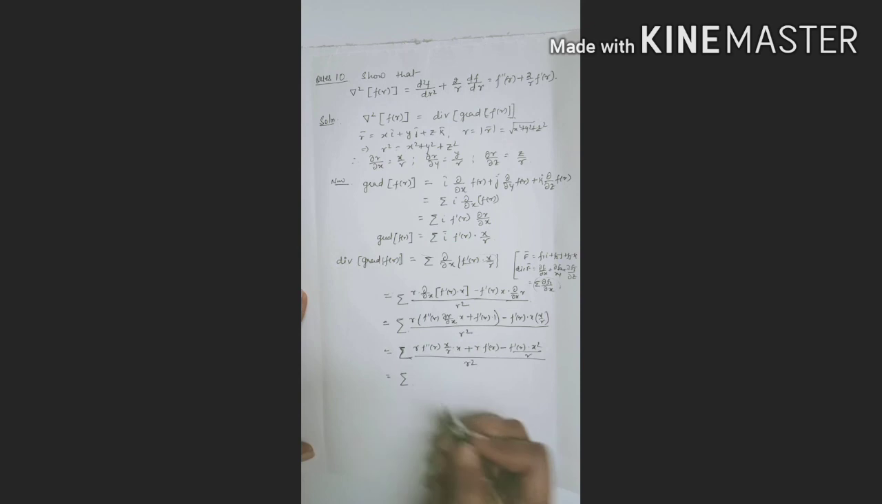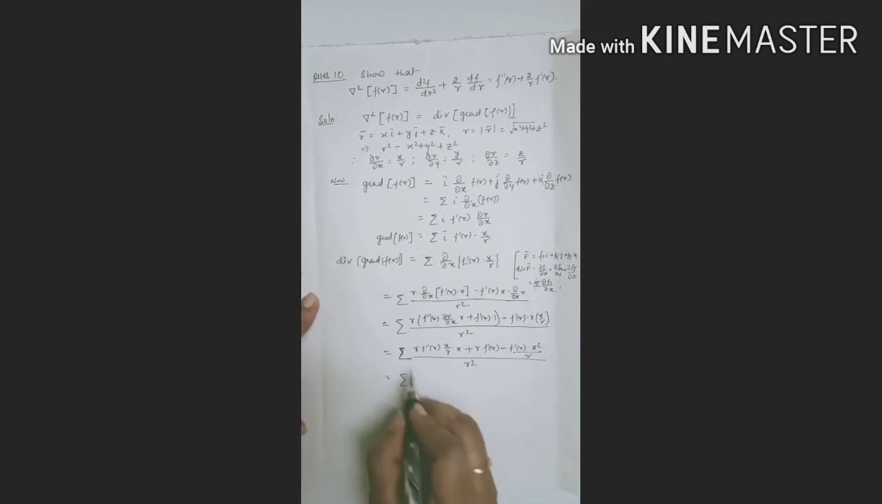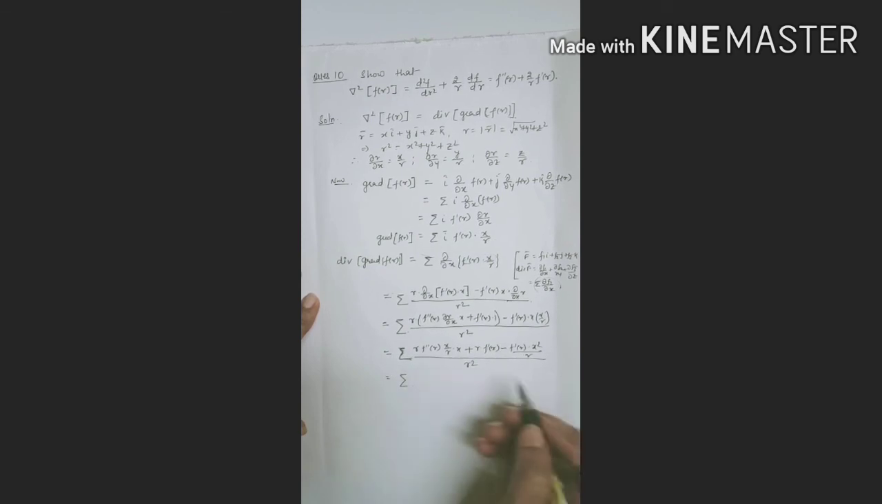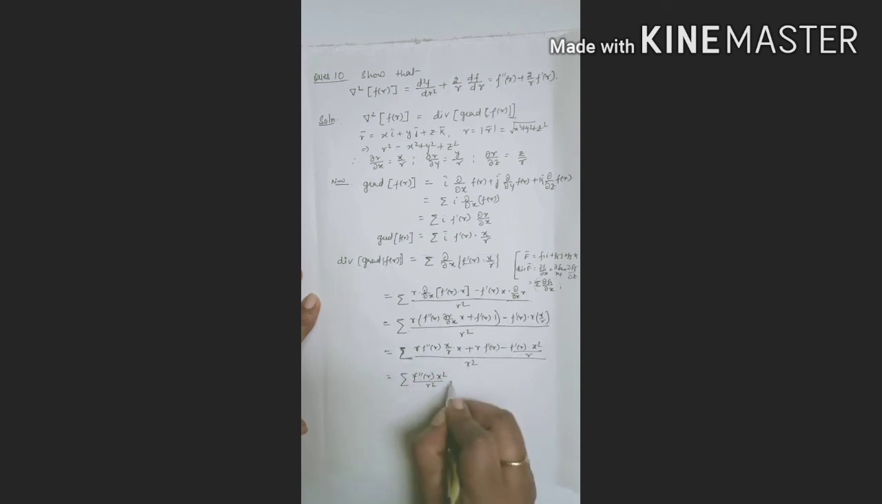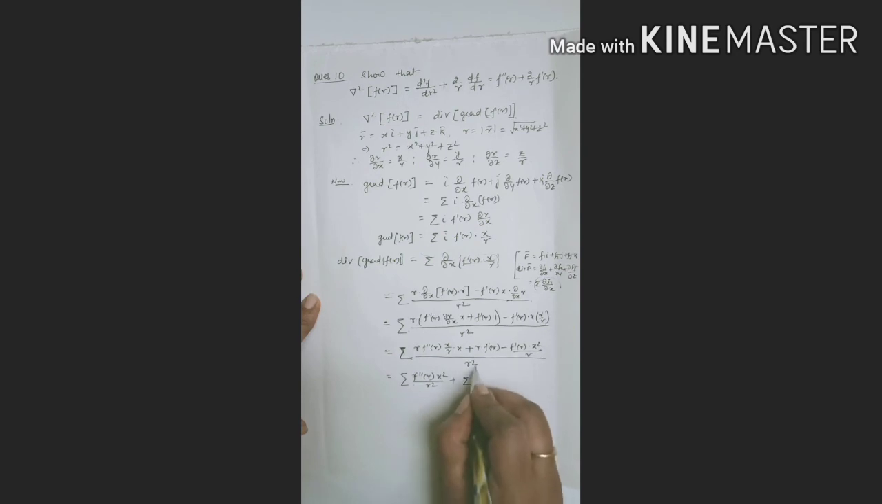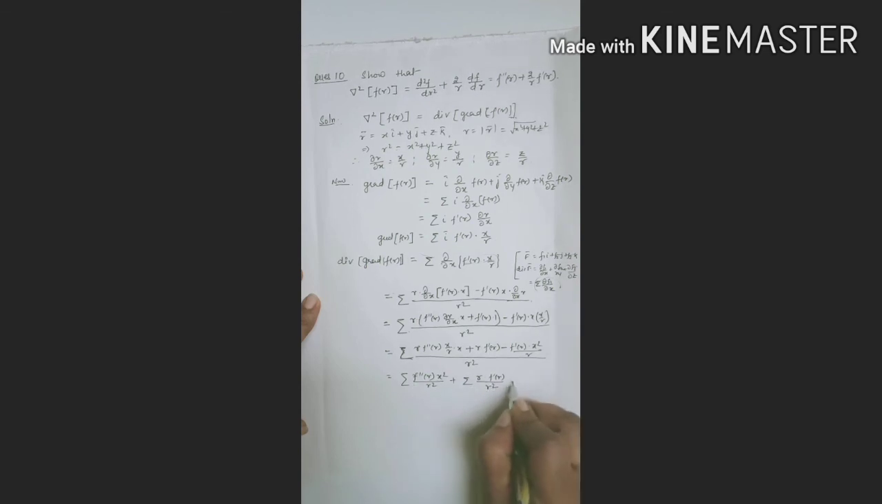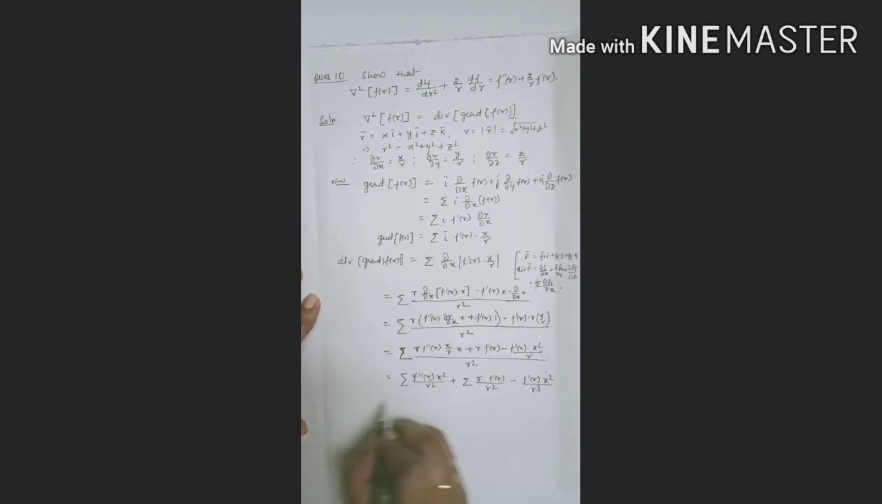This gives you summation. Now you see here, the summation runs over these three terms. So let us separate the terms. So summation, this r and r will be cancelled. So you have summation f double dash r x square by r square first term, plus summation r dot f dash r by r square, minus f dash r x square by this r square and r will become r cube. This r and this will be cancelled.